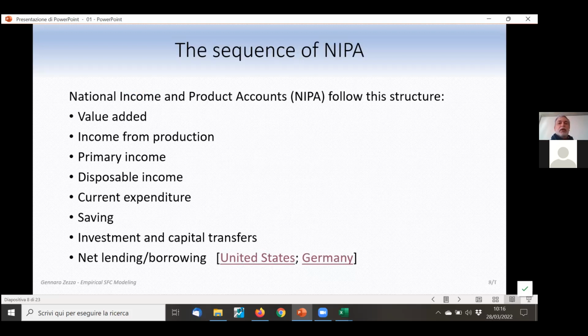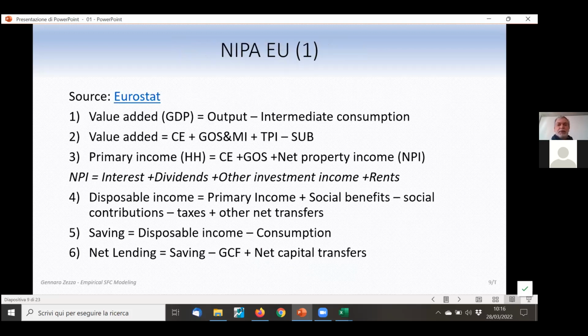So we have all this sequence of data, and this is all information we will want to use in our model. These variables that I've listed here are the basic accounting identities. And we will want to check how much we want to have in the model and what we can abstract from in the model.